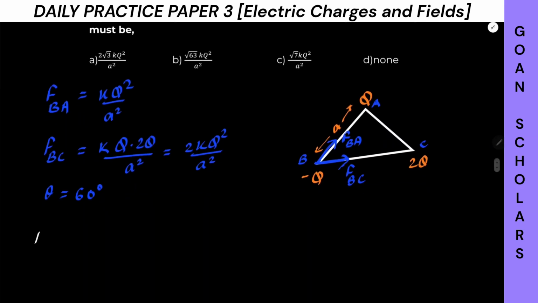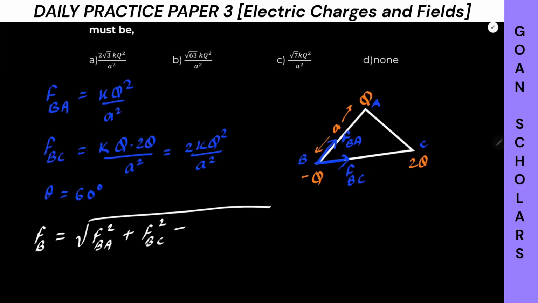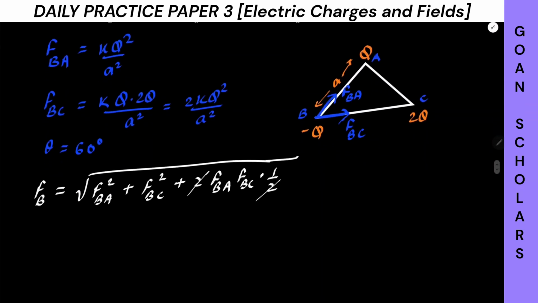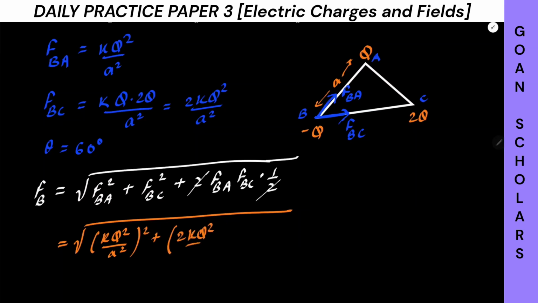So let's see how to simplify it further. Let's recall our resultant formula. Force on B will be root under FBA square plus FBC square plus twice of FBA FBC cos of 60. Now we have already used it, so I am directly putting half. That will cancel out here. Cos 60 is half. Now let's substitute the values of our FBA and FBC. Root under KQ square by A square whole square plus FBC, 2 times KQ square by A square whole square, plus FBA, KQ square by A square into 2KQ square by A square.